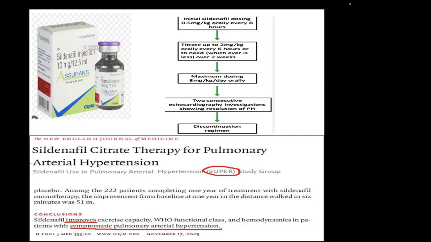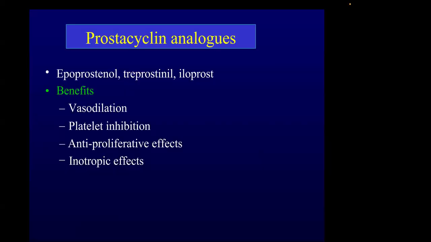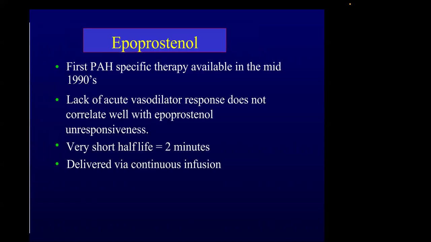Sildenafil citrate therapy for pulmonary arterial hypertension, the SUPER study group. In their conclusion, sildenafil improves exercise capacity, WHO functional class, and hemodynamics in patients with symptomatic pulmonary arterial hypertension. Prostacyclin analogs: epoprostenol, treprostinil, and iloprost. Benefits: vasodilatation, platelet inhibition, antiproliferative effect, and inotropic effect.